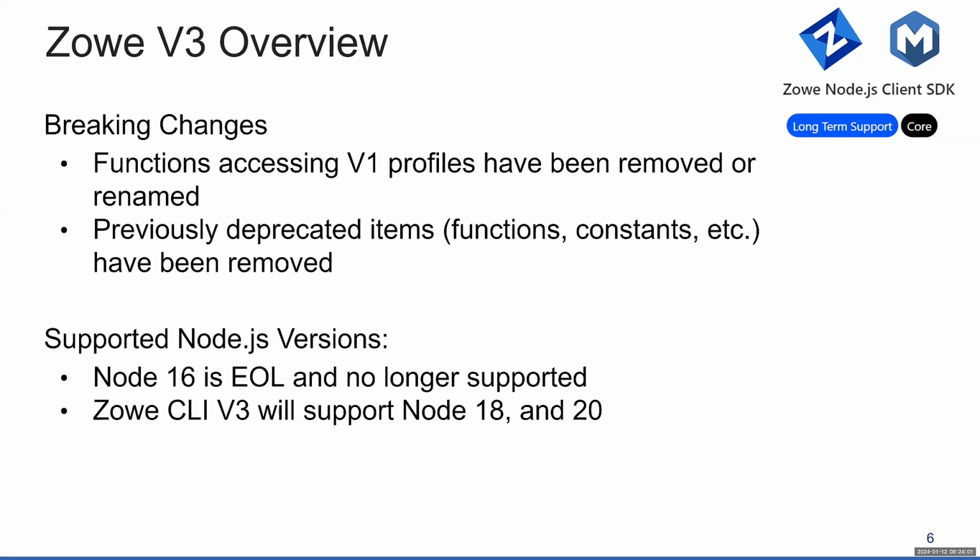Changes to Zowe CLI also affect the client Node SDK. So with v3 mirroring the changes with v1 profiles in Zowe CLI, functions accessing v1 profiles will be removed or renamed. And we've also removed a number of previously deprecated items, and I've listed some of those in subsequent slides. I think we'll also post a definitive list somewhere else once V3 goes live.